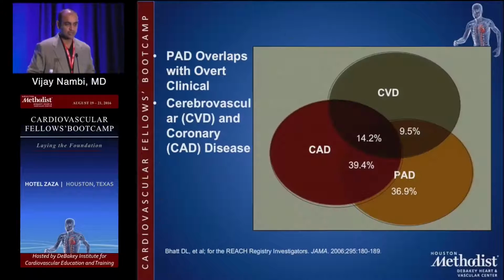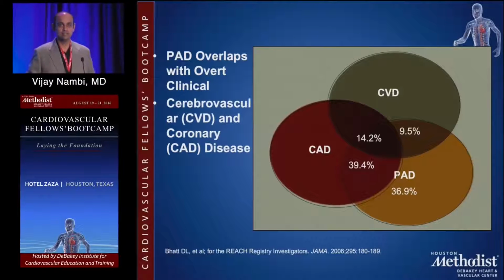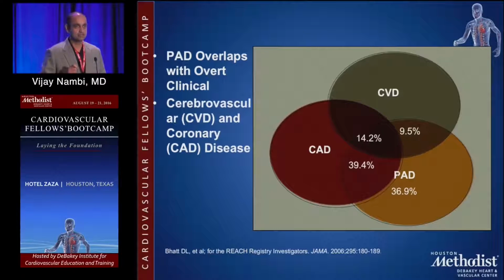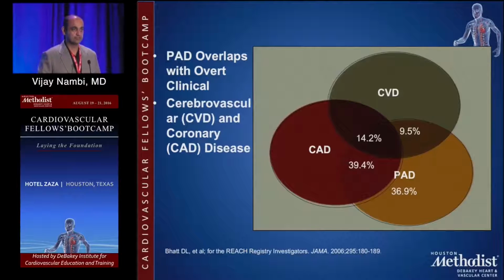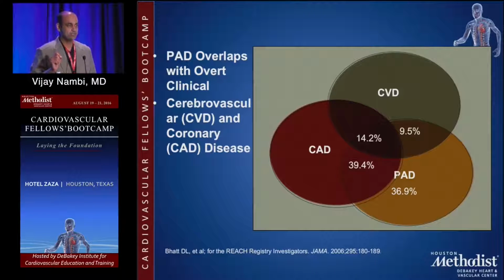So the first thing you have to understand or realize is peripheral arterial disease is one of the most malignant forms of atherosclerosis there is. What do I mean by that? If you have peripheral arterial disease, estimates vary from 60% to 80% of them are going to have atherosclerosis in other territories. So this is the first thing.